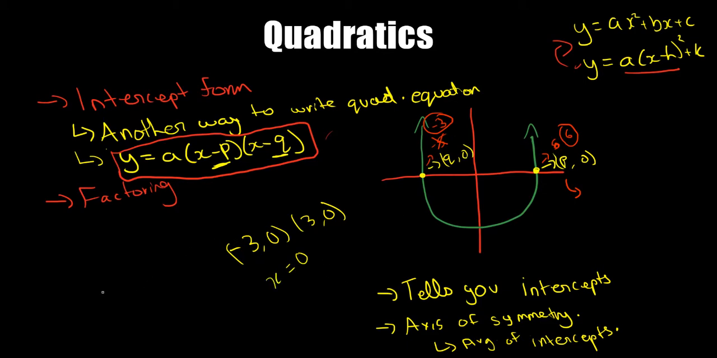But what if you had something like -6 and 5? Wait, no, that's not right. It's (-6, 0) and (5, 0). What if you had something like this? Then you would need to actually add and solve.